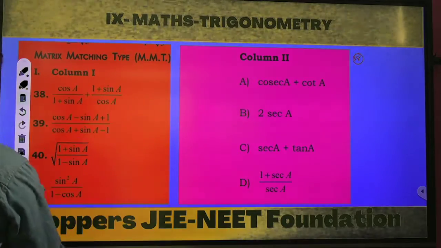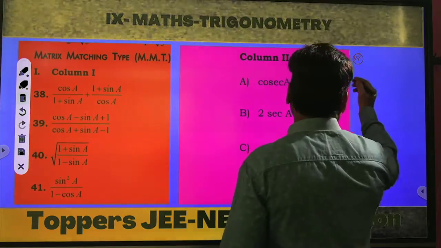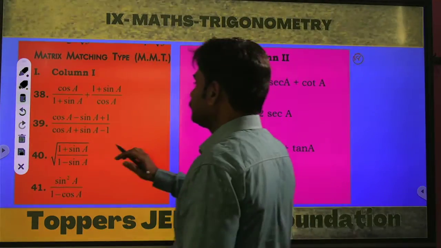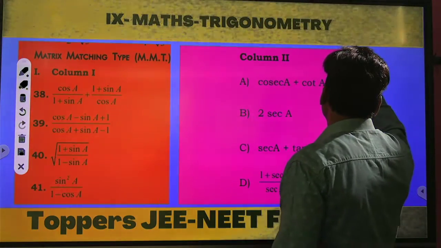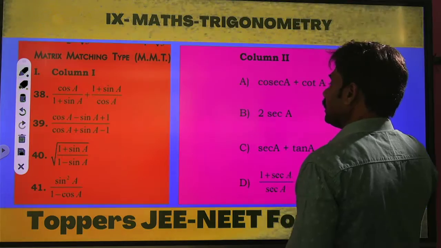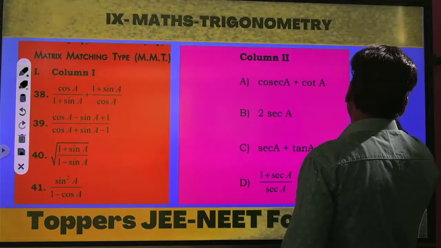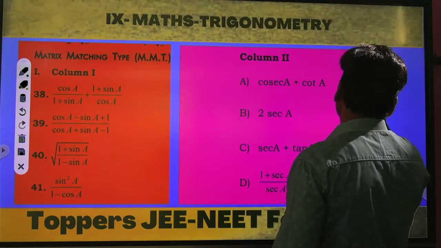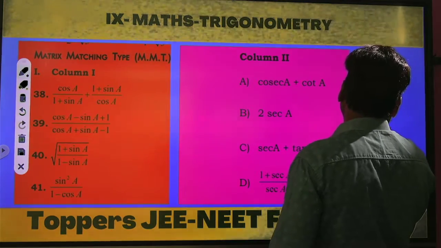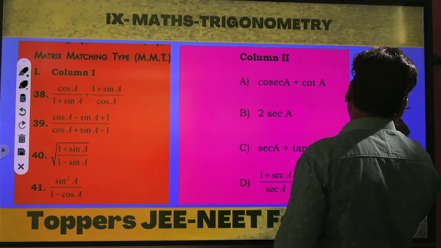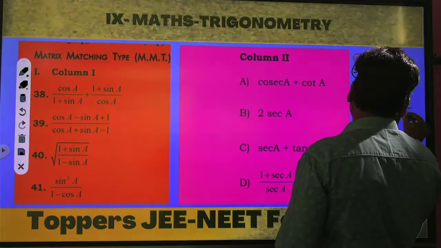Okay, students, meanwhile, let us solve this simple one. This is taking big space. Now, under square root of 1 plus sin A by 1 minus sin A. Let us simplify it as 1 plus sin A by 1 minus sin A and multiply and divide with 1 plus sin A.